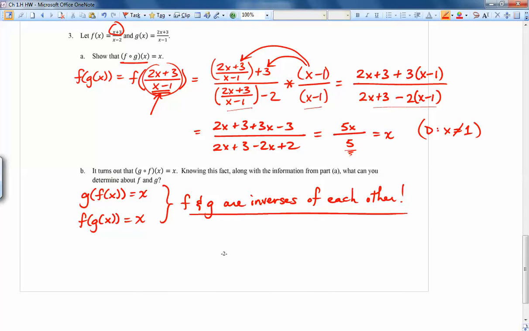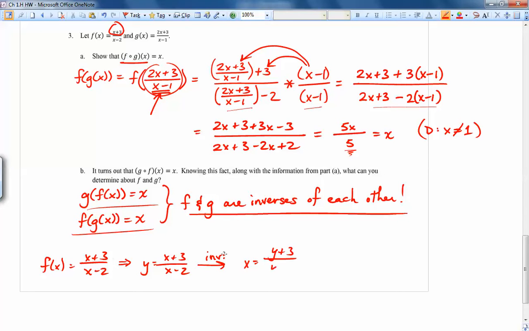If you wanted to prove that these are inverses of each other, well, let's take f of x equals (x plus 3) over (x minus 2), and then actually find its inverse. So this is the same thing as saying y equals (x plus 3) over (x minus 2). And then I'll switch the x's and y's to get the inverse. So x equals (y plus 3) over (y minus 2). And then I'm going to solve for y.